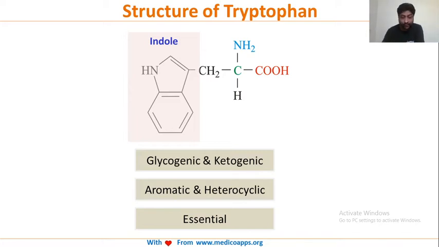Very good, very good. So this is an indole group. This is the structure of tryptophan. This is our common part, this is CH2 and this is the indole group. It is a bicyclic group. There are two rings, one of 6 carbons, one 5-membered, and here we have a nitrogen. We will learn a lot about tryptophan in coming sessions. It is glycogenic and ketogenic, an aromatic, heterocyclic, essential amino acid.